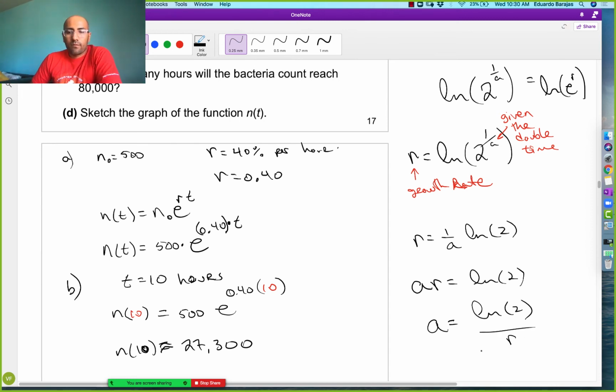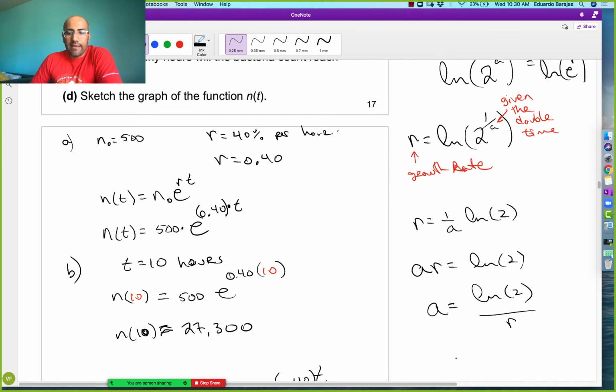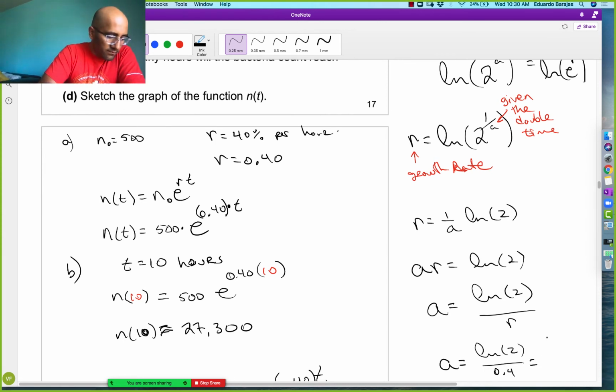Okay, so in our little example here, they gave us the r value to be 0.4, so a equals ln of 2 divided by 0.4, which is equal to ln of 2 divided by 0.4, 1.7329.